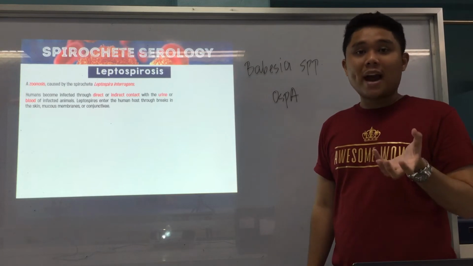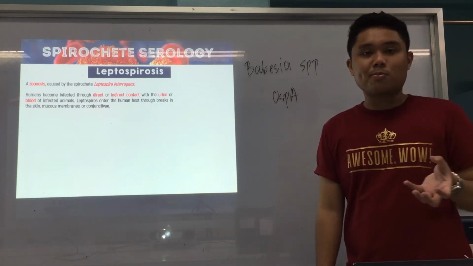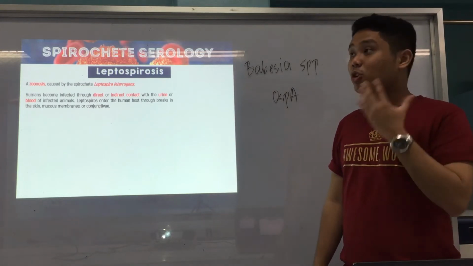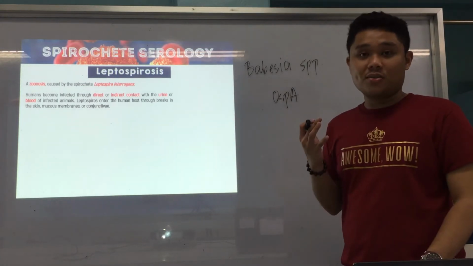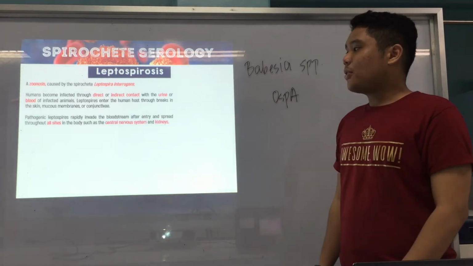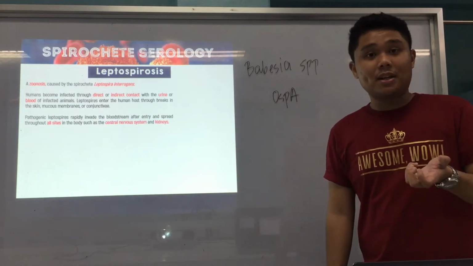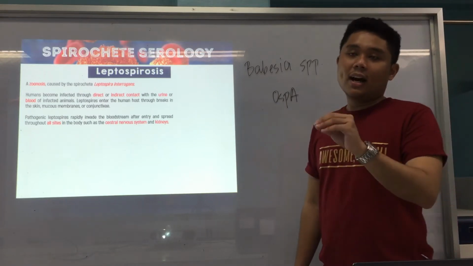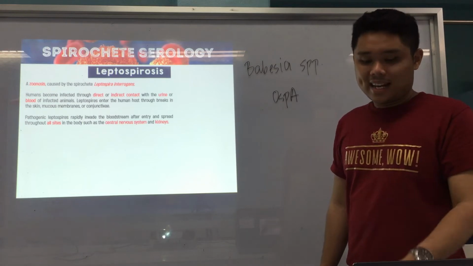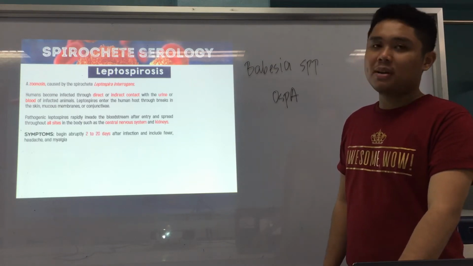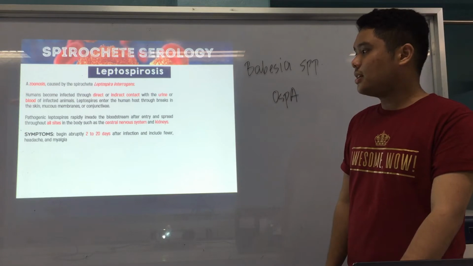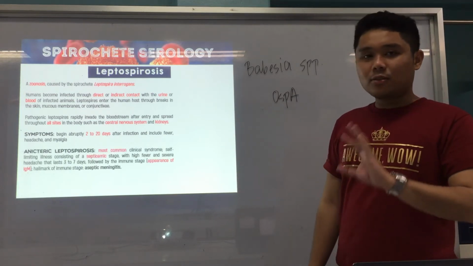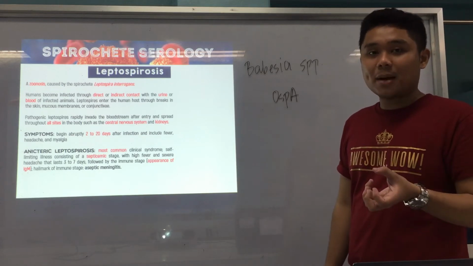The Leptospira spirochetes enter humans through breaks in the skin, such as wounds, mucous membranes, and even the eyes, the conjunctiva. Pathogenic Leptospira invade the bloodstream after entry and spread throughout the body, especially reaching the CNS and even the kidneys. Symptoms begin about 2 to 20 days after infection and include fever, headache, and myalgia. Non-specific. And we have 2 stages. The first one is what we call anicteric leptospirosis.